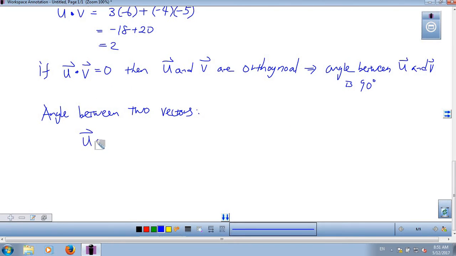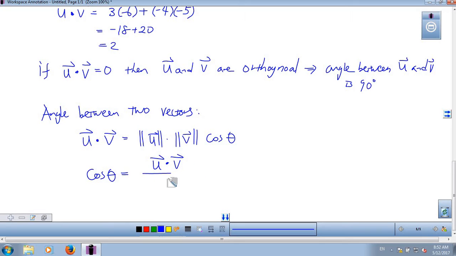Now remember, vector u dot vector v is equal to the magnitude of u times the magnitude of v times the cosine of the angle theta. So to solve for cosine theta, it would be u dot v divided by the magnitude of u times the magnitude of v. And then we can use the arc cosine to help us solve for theta.